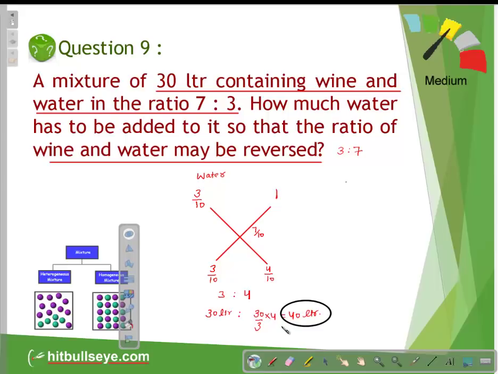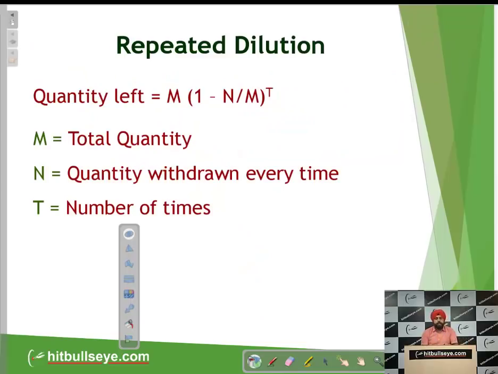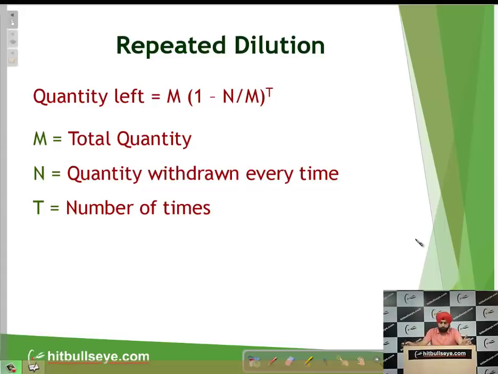Now let's learn a very important formula. This is a repeated dilution formula. When time and again you repeat a dilution, say you keep on adding water in a wine, or you keep on adding some other quantity or other component in a total, this is where it works. Here, quantity left is equal to m times 1 minus n by m raised to power t, where m is the total quantity, n is the quantity withdrawn, and t is the number of times this has been done.